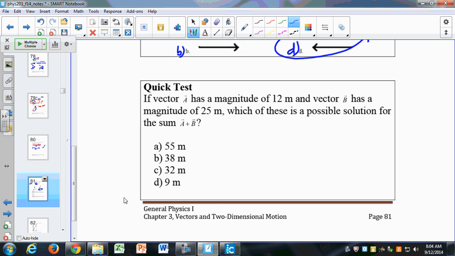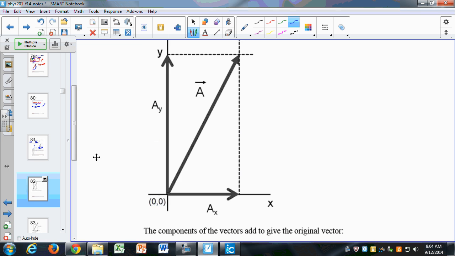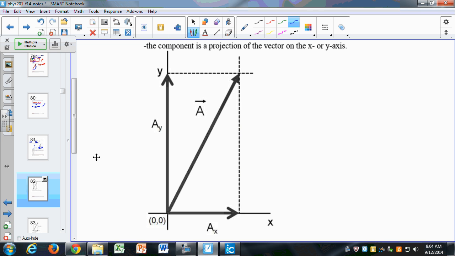All right, one more thing, and then we'll do some concept test questions, is the components of a vector. I just want to show you that you can have components of a vector. Components are like a projection of the vector onto the axis. I always like to think of a flashlight shining down on the vector. So if I shine a flashlight from here onto the vector, it will project a shadow of that vector onto the y-axis, and that's going to be our y component. So it's just a projection of the vector onto the y-axis.